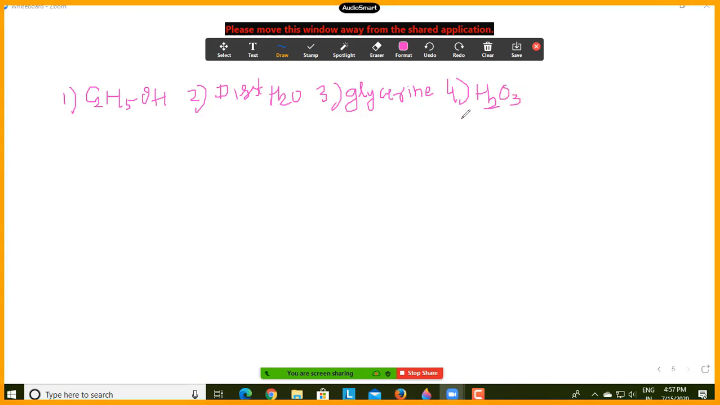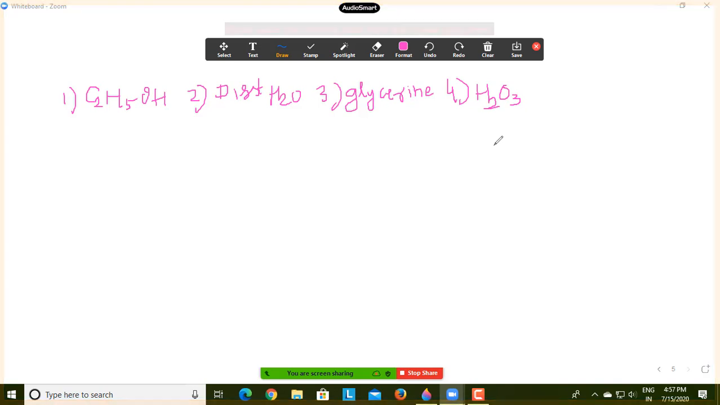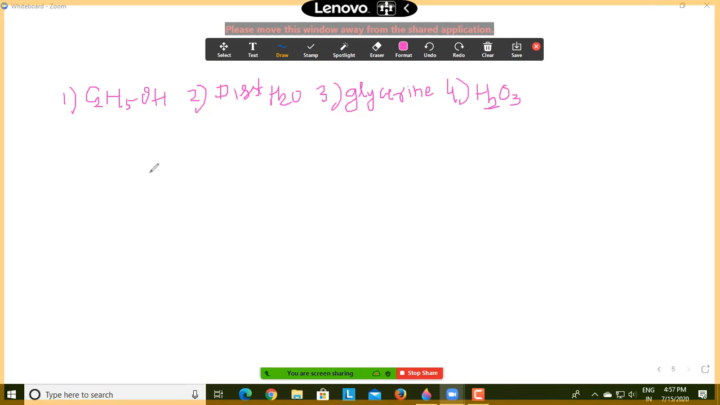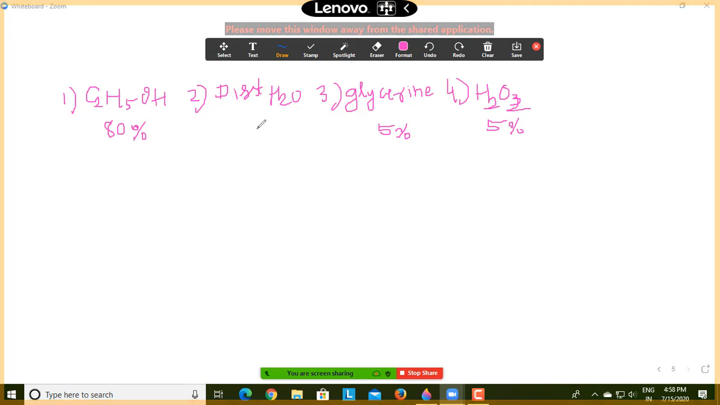Some people use some gel and some perfumes so it looks attractive. But this is the medically prescribed sanitizer. Now, how to mix them? You take 80% by volume of ethyl alcohol, and hydrogen peroxide you take 5% by volume, and glycerin 5% by volume. So it becomes 90%, and 10% you take distilled water.